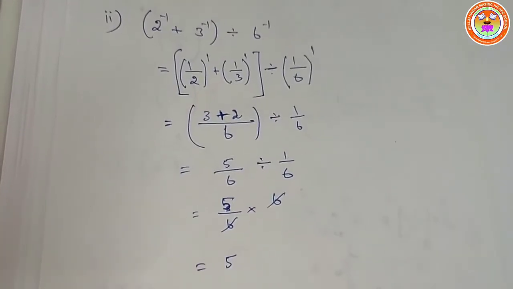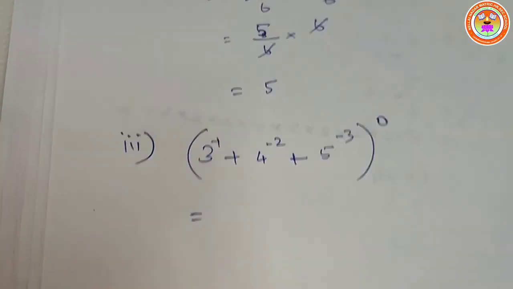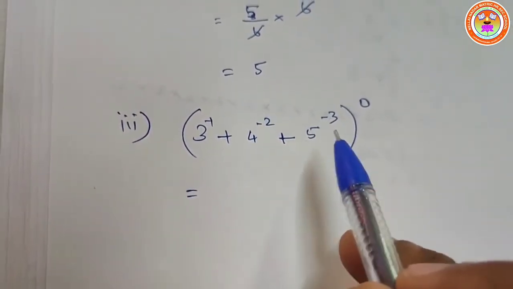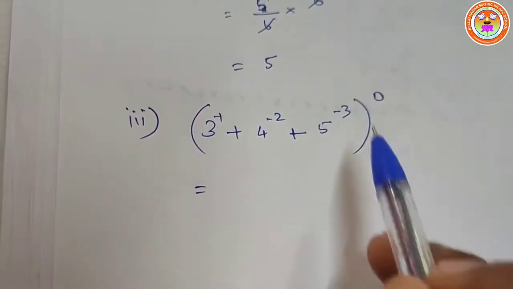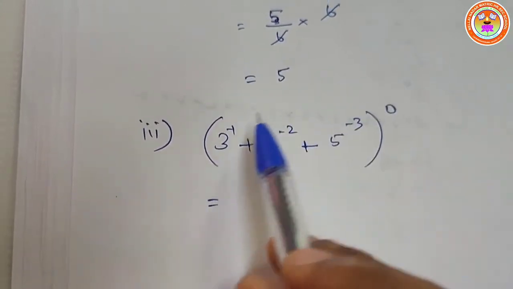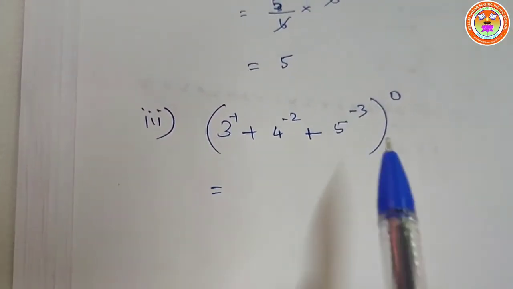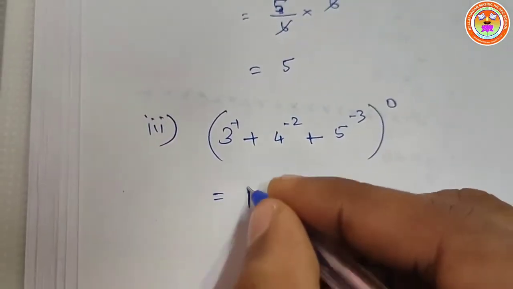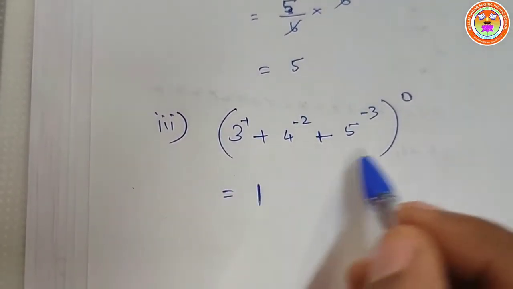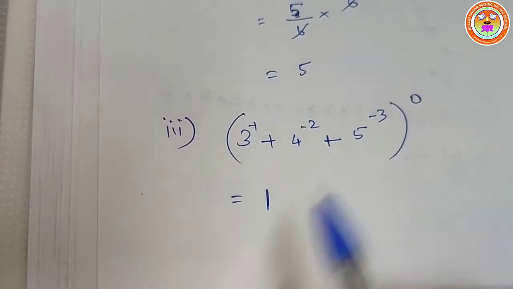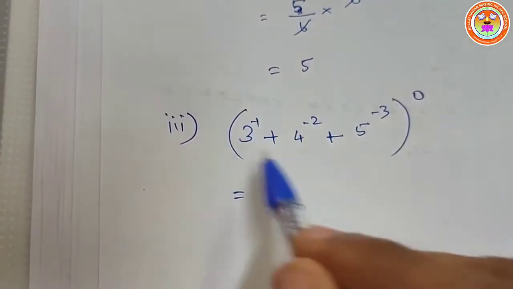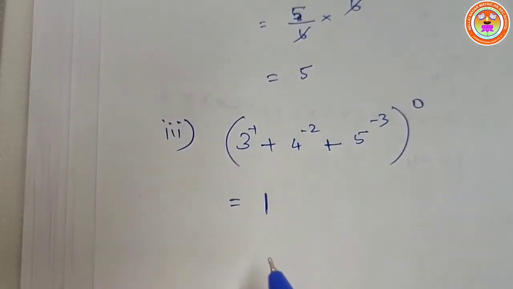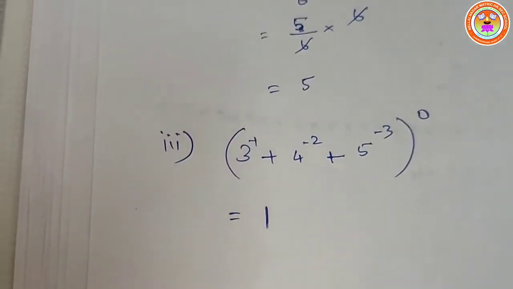Now we will move on to the next subdivision. Look at here, 3 power minus 1 plus 4 power minus 2 plus 5 power minus 3, the whole power 0. Here so many numbers are given. Don't worry about this. Our law is telling that anything power 0, the answer is 1. You can directly write this value is equal to 1, because this whole power is equal to 0. Anything power 0 is 1, therefore the answer is 1. Now we will move on to the next sum.